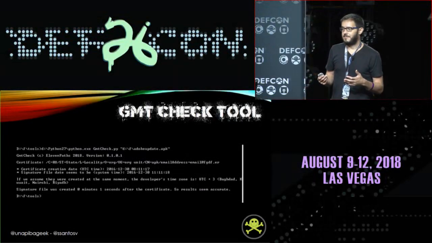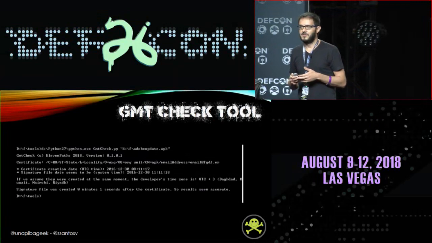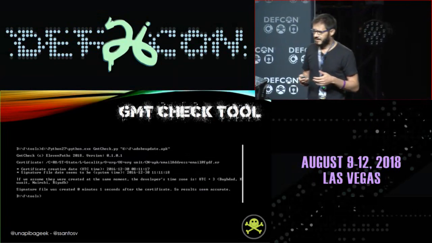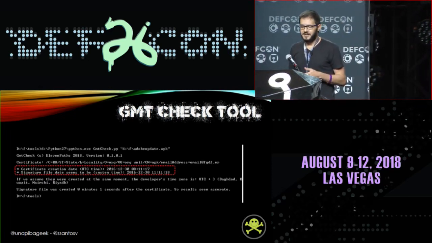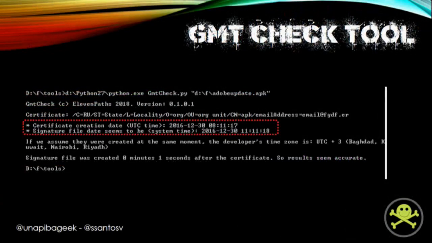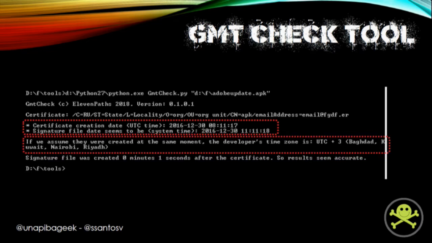So, and it works. We have created a little Python tool that checks, on one hand, the certificate creation date in UTC time, and on the other hand, the signature file date. If we assume they were created at the same moment, the developer's time zone would be UTC +3, because the signature file was created 1 second after the certificate. So the result seems quite accurate.